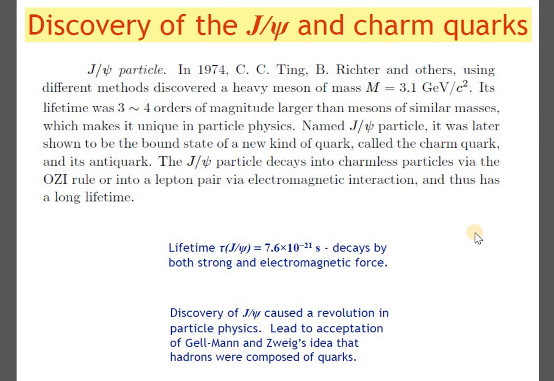The J or psi particle decays into charmless particles via the OZI rule or Zweig's rule, or into a lepton pair via electromagnetic interaction, and thus has a very long lifetime. You see, this is quite long compared to the standard strong interaction lifetimes, which is of the order of 10 to the power minus 22 to 23. Now, this discovery of J or psi caused a revolution in particle physics and led to the acceptance of Gell-Mann and Zweig's idea that indeed hadrons were composed of quarks.